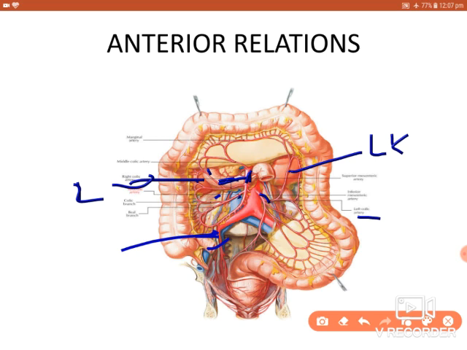Then see the left side. These are the colic branches of the inferior mesenteric artery. Then here this is the cecum, ascending colon, transverse, descending, then sigmoid colon. The sigmoid colon and sigmoid mesocolon lie anterior to the ureter on the left side. This forms the anterior relations. Posteriorly, there are the psoas major and the genitofemoral nerve.